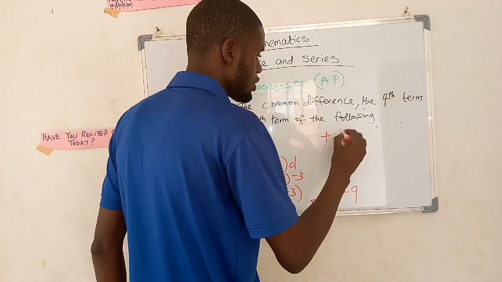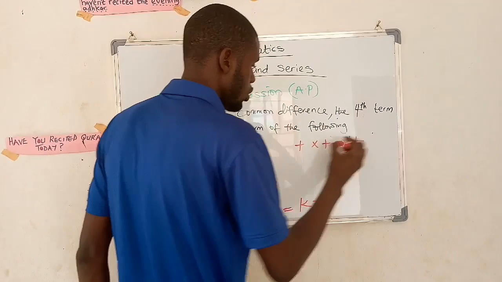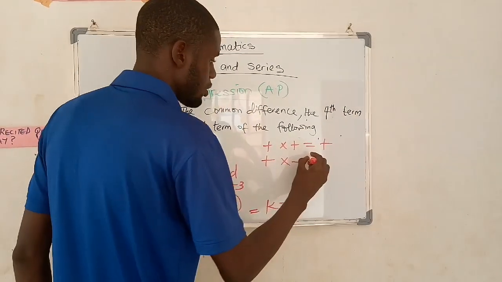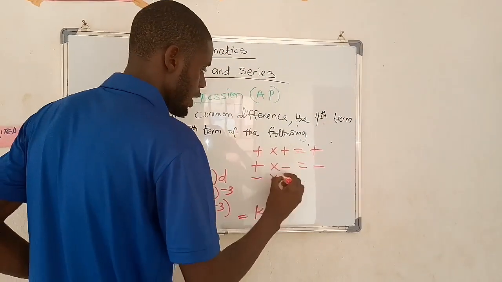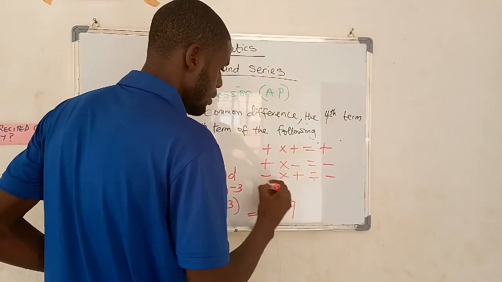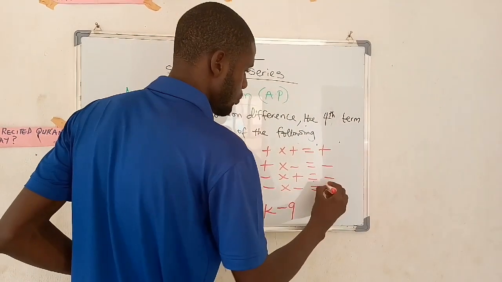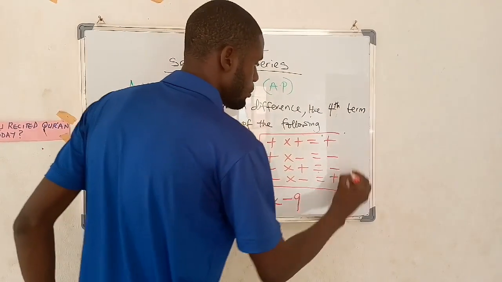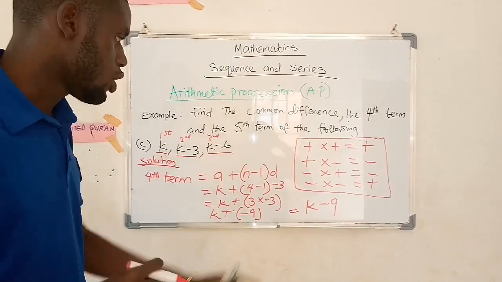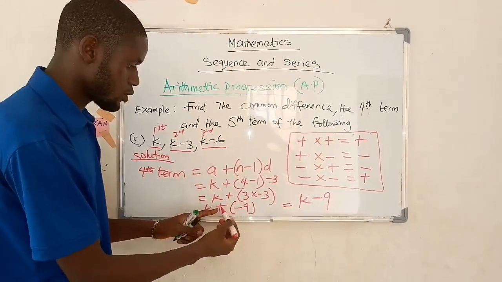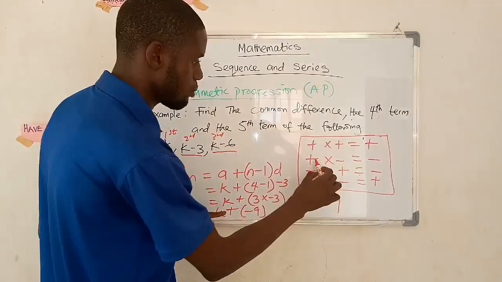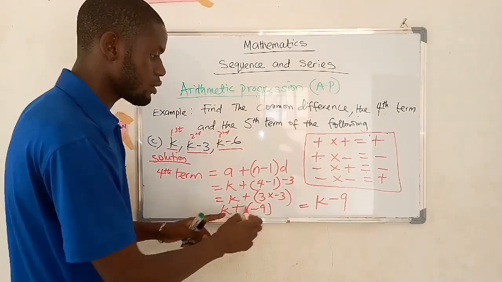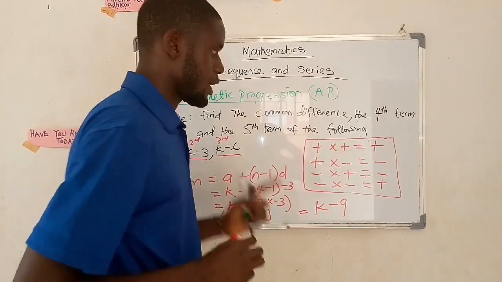Plus times plus is equal to plus, plus times minus is equal to minus, minus times plus is equal to minus, minus times minus is equal to plus. We already discussed this in our previous video, but for the sake of this lesson, we are using plus times minus. Remember, plus times minus is minus. So at the end of the day, we are going to have k minus 9.